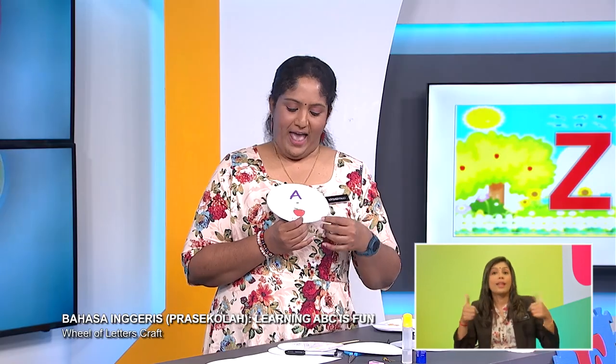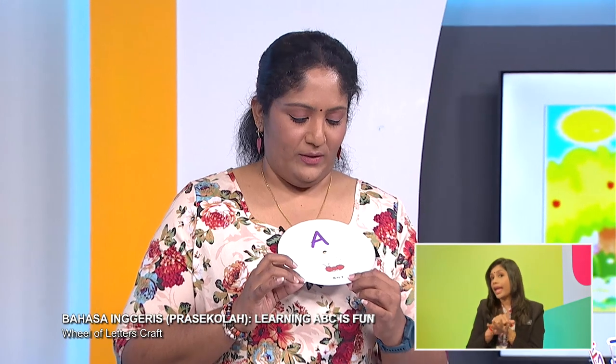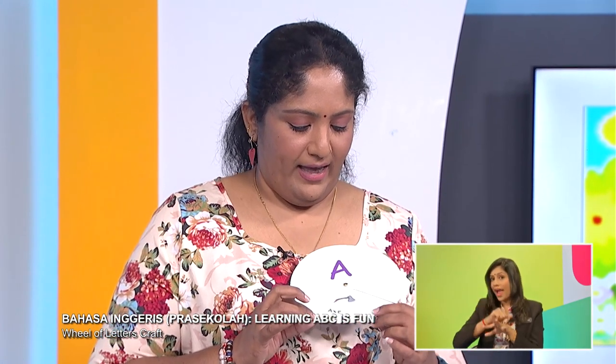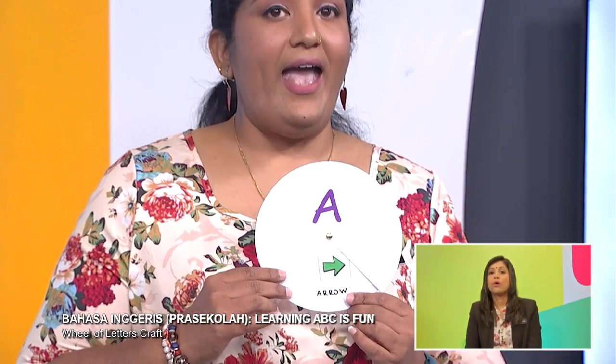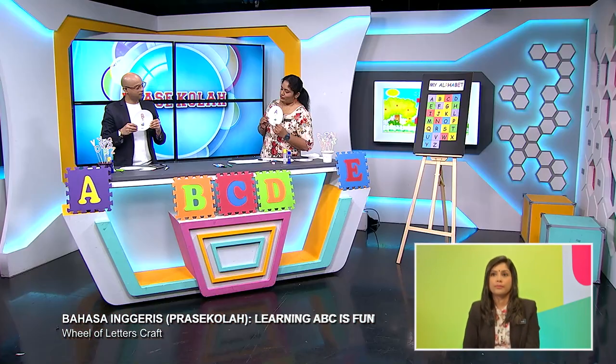Oh wow! I have apple. Let me spin some more. I have ant that starts with the letter A. I have ax that starts with the letter A. And I have arrow that also starts with the letter A. Wow. How about you, Sean?